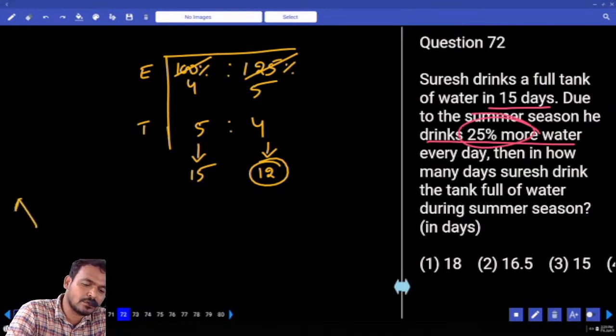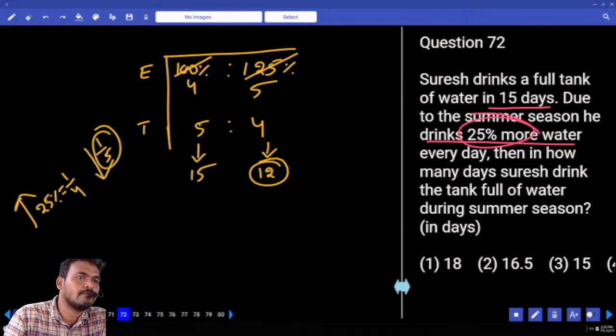Or what is the increase and decrease concept? Increased value 25%. What is the fraction? 1/4. Increased value 1/4 means decreased value 1/5. What is 1/5 of 15? 3. 3 decreased, so what is the remaining? 12 days, or not?